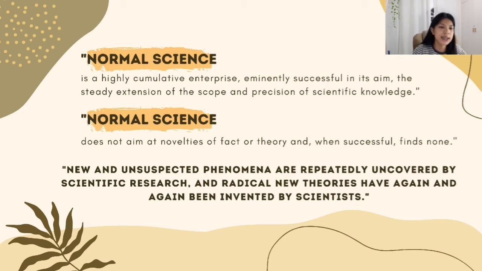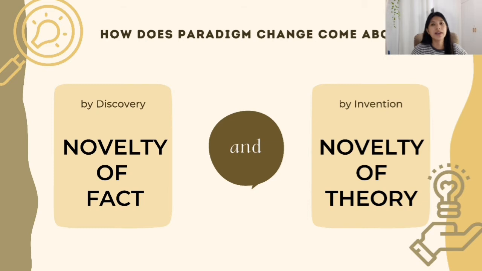So normal science does not aim at novelties of fact or theory, and when successful, finds none. Normal science's aim is not towards its ends or toward strictly philosophical ideologies. But according to Kuhn, normal science strives not towards progress, but towards normal and revolutionary stages. So, new and unsuspected phenomena are repeatedly uncovered by scientific research, and radical new theories have again and again been invented by scientists. Fundamental novelties of fact and theory bring about paradigm change.